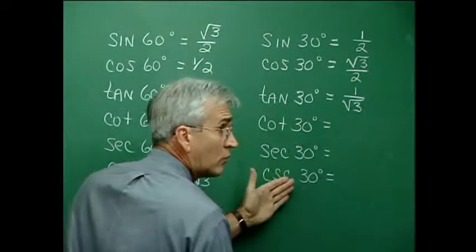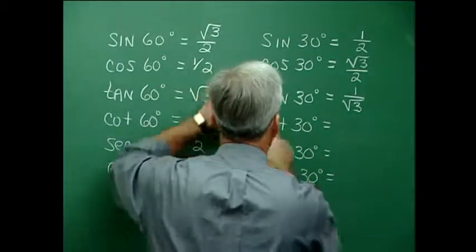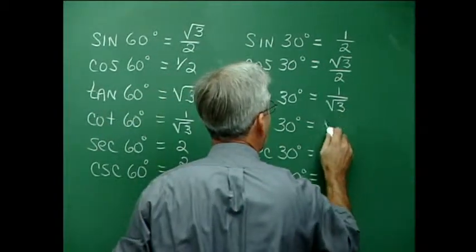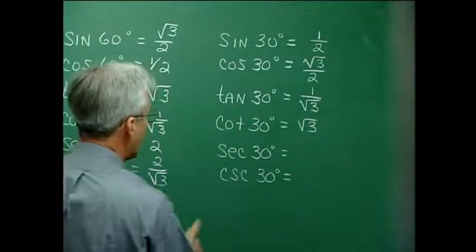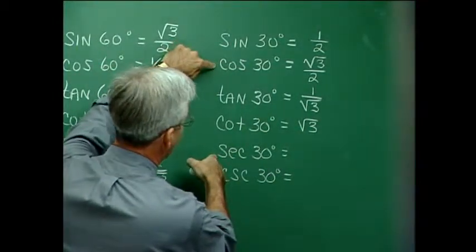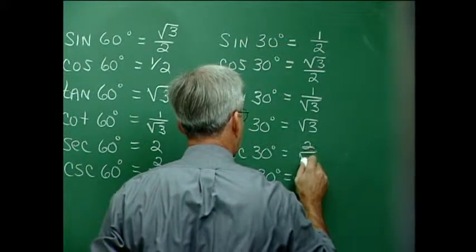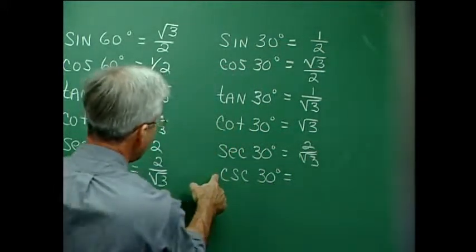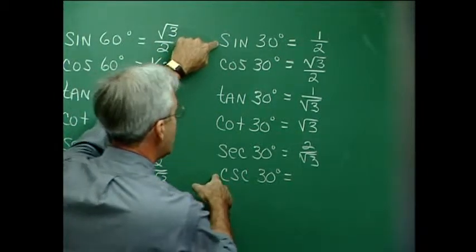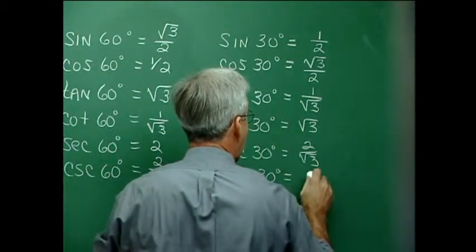Now, for the other ratios, the reciprocal of these two would be the square root of 3 over 1, or simply the square root of 3. For secant, it's the reciprocal of cosine, so flip that over, 2 over the square root of 3. For cosecant, it's the reciprocal of sine, so it's the reciprocal of 1/2, which is 2.